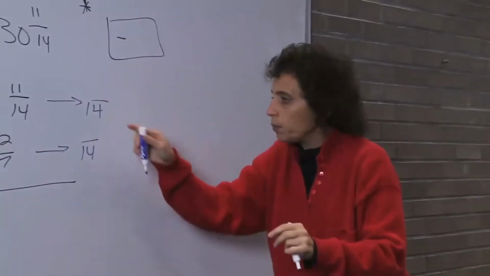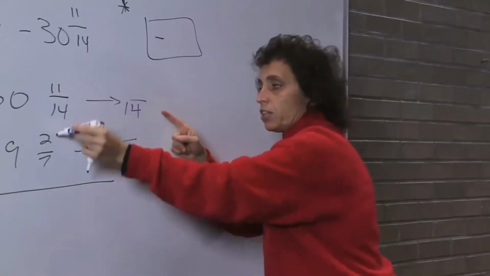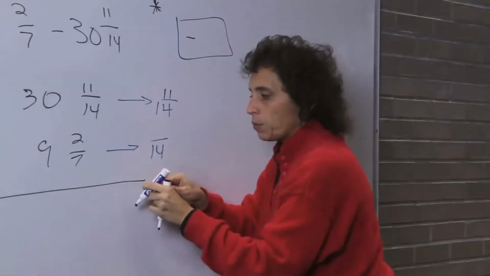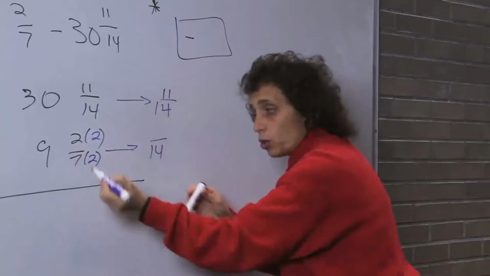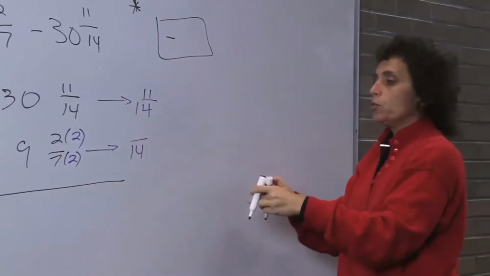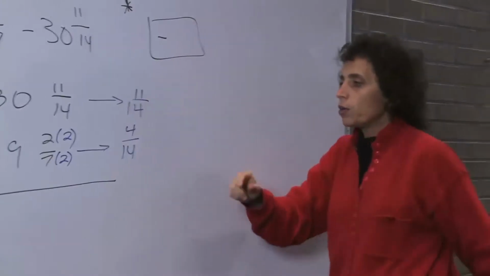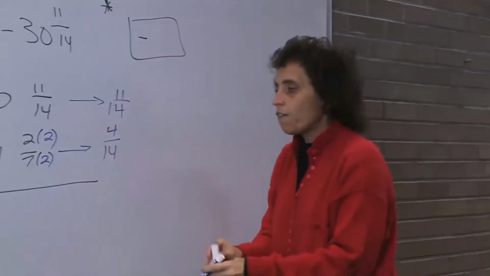Don't forget, you're not done by just using 14. You have to work with the numerator. Well, this is 11/14, so I can leave him alone. Here, however, I have to multiply by 2 to get 14. So whatever I do to the bottom, I got to do to the top. Don't forget that. 2 times 2 is 4. And now we're going to add. 11 plus 4 is 15/14.